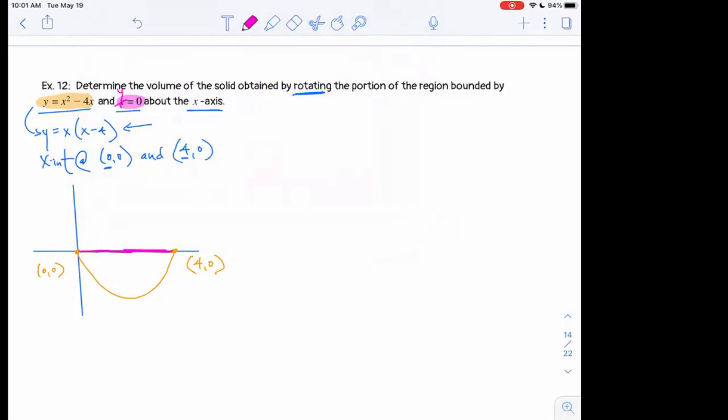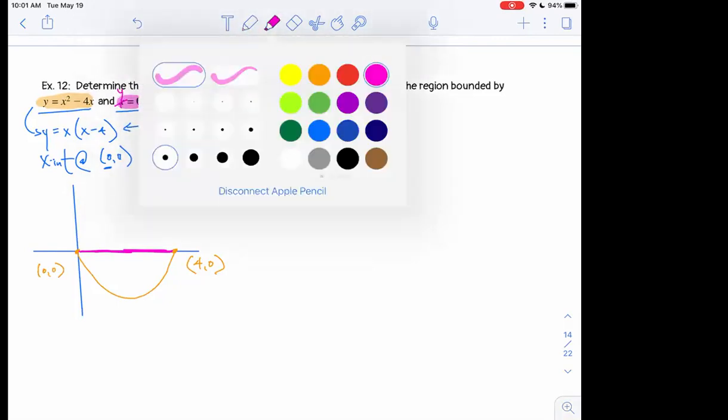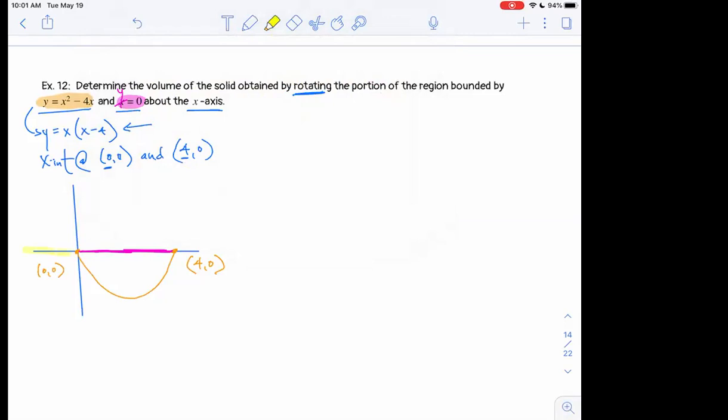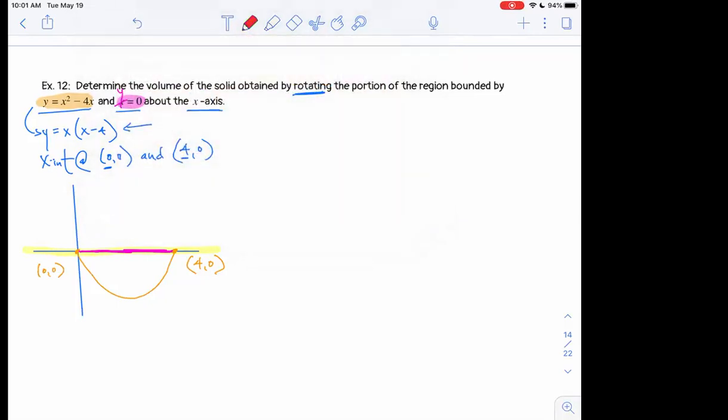So now I'm going to go ahead and draw in my axis of revolution, which happens to be the same as one of the boundaries. And so when I think about what my reflection looks like, I'm going to end up with something kind of like this at the top.